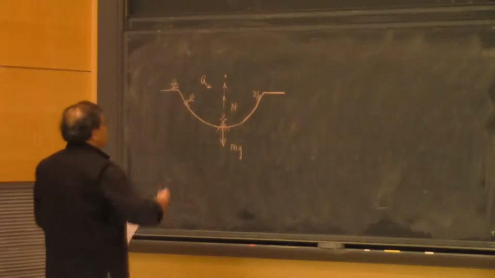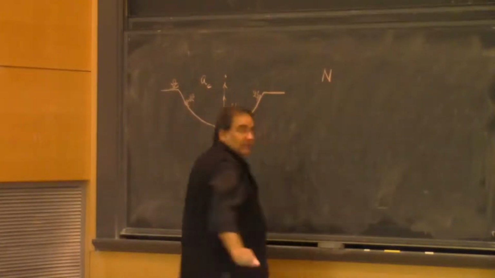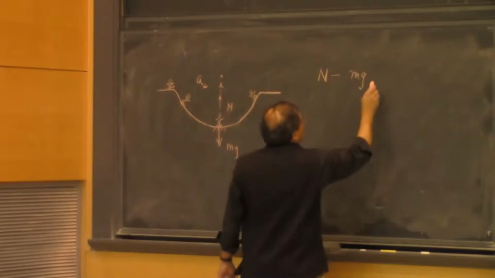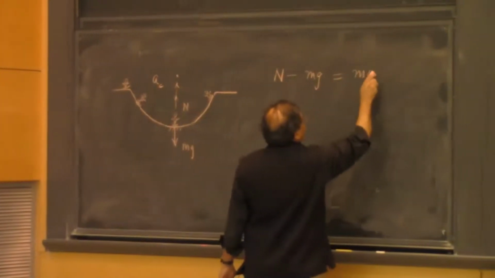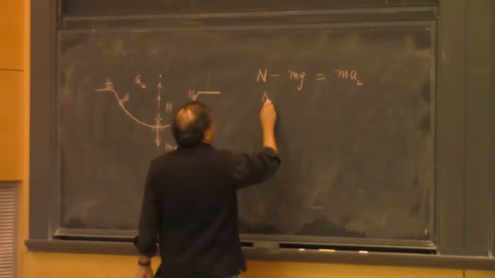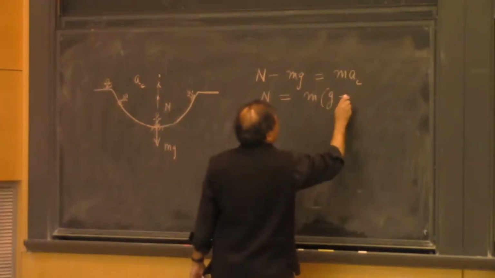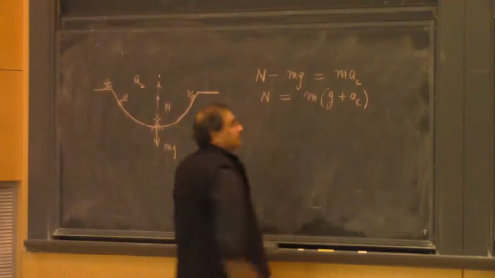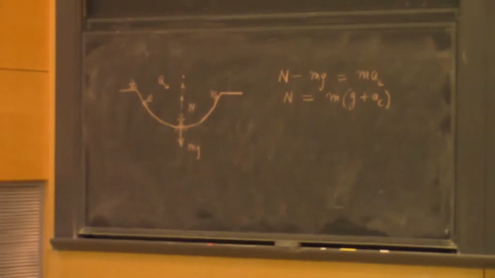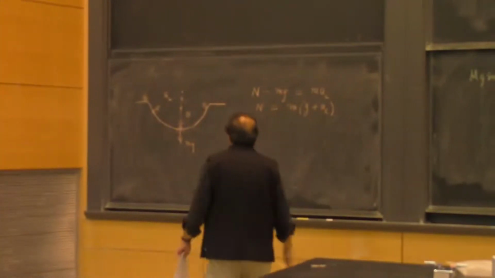The force equation here would be: N would be upward, same direction as the centripetal acceleration. So I should have an N, I should subtract off mg, so N minus mg, and that will be mass times the centripetal acceleration. So clearly, the normal force, which by the way is what you feel as your weight, is going to be m times g plus a_c, which is basically trying to tell you that at the lowest point, as you come down, you will feel the heaviest, which is exactly what I said, the way you feel when you go over a pothole.